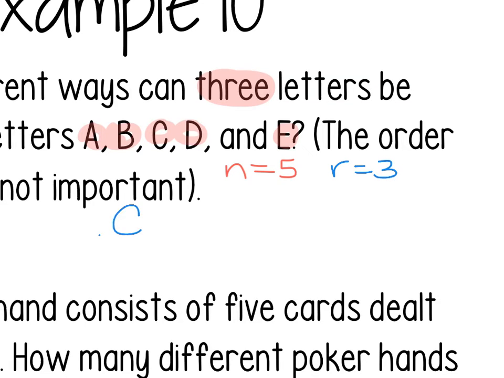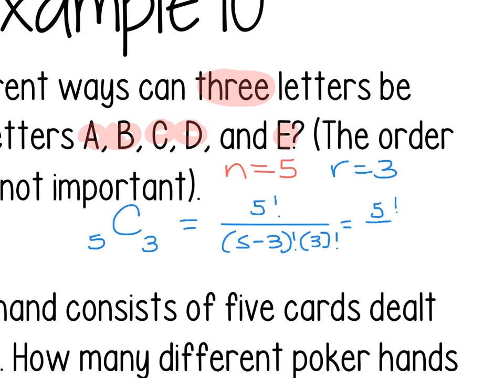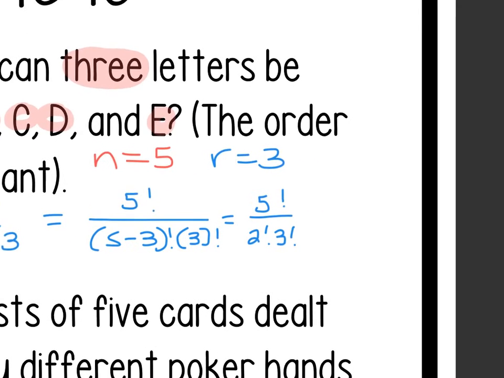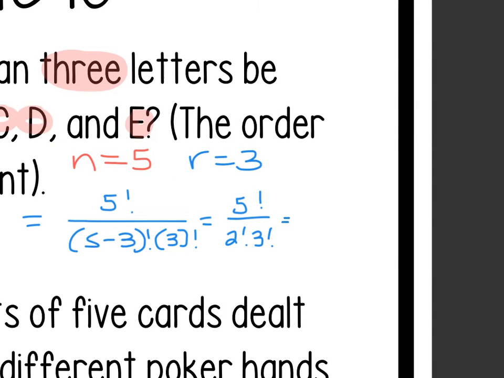So I would do C of 5, 3: 5 factorial over 5 minus 3 factorial times 3 factorial. And I'd get 5 factorial over 2 factorial, 3 factorial. I want to break the bigger number down until I hit the next one, which would be 5 times 4 times 3 factorial over 3 factorial times 2 times 1. The 3 factorials are going to cancel. 2 goes into 4 twice, and I'd get 10.